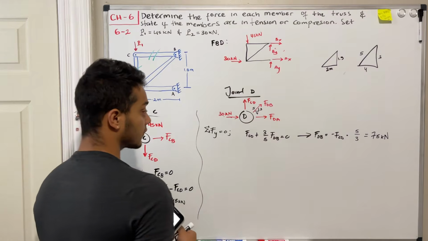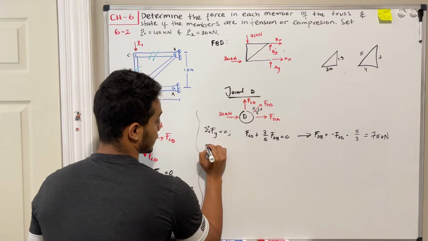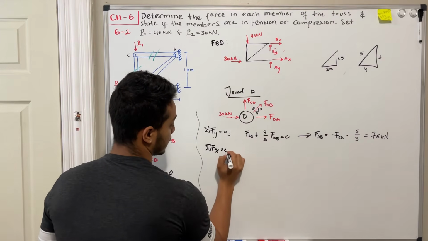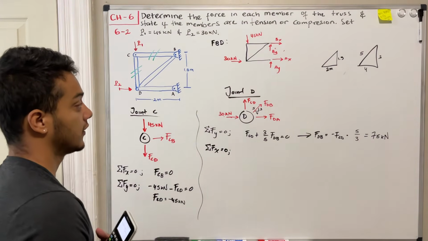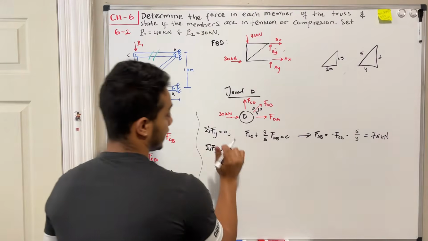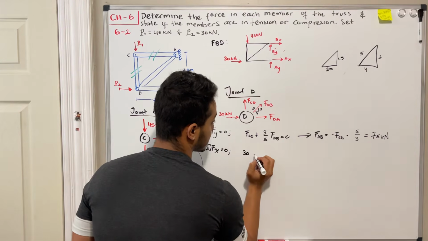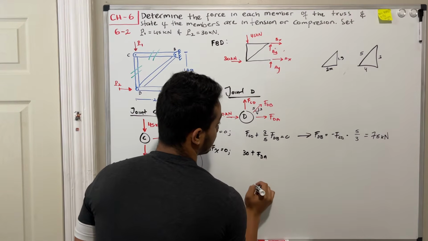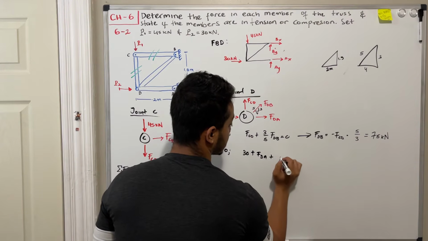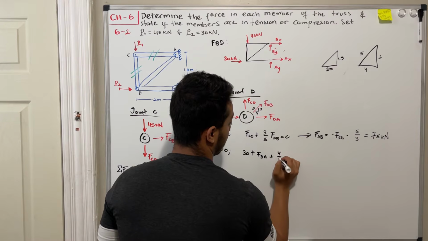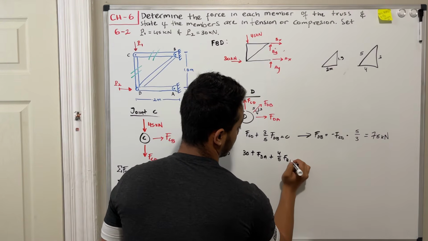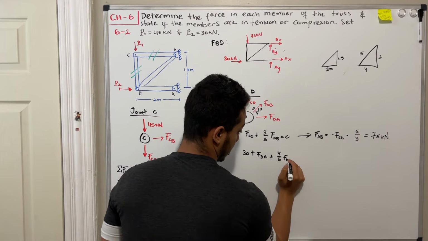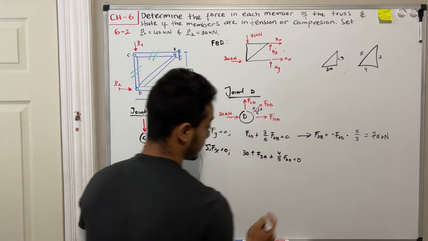Okay? Now, let's do the summatory of forces in the x direction. This should be equal to 0. And what do we have? Then we got 30 kilonewtons going to the right. So we got positive 30. We got plus FDA. Then we got plus 4/5 of my force DV. Let's be consistent. DV. And all this should be equal to 0.